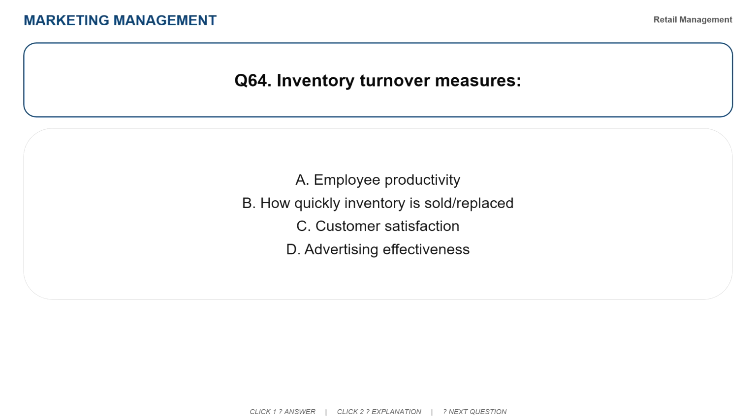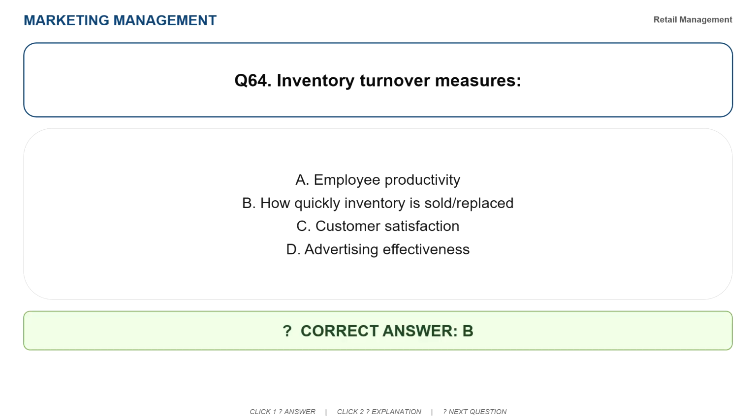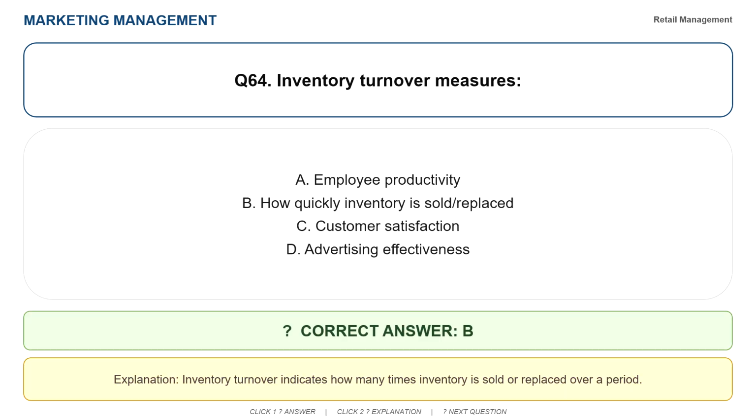Question 64. Inventory turnover measures. Option A, employee productivity. Option B, how quickly inventory is sold or replaced. Option C, customer satisfaction. Option D, advertising effectiveness. The correct answer is B. Explanation. Inventory turnover indicates how many times inventory is sold or replaced over a period.